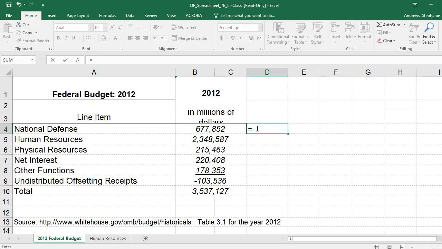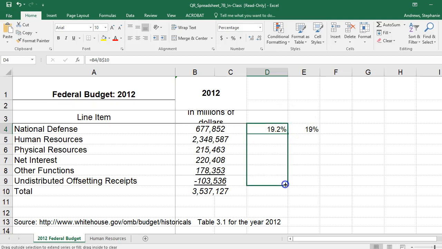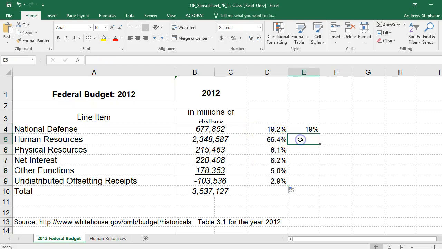I'm going to go grab B4, that's my national defense spending, and divide it by B, let me go ahead and lock that in with a $ sign, 10. This is already understood to be in decimal form, and so when I hit return, I'm at 19%. However, they're asking us to round to the nearest whole number, and so I'm going to call this one 19, or whole percent. A nice little trick that we can do is we can drag down the corner. I went back up here. Oh, it's already done it. And when I drag down and let go, it's going to do all the calculations for me.